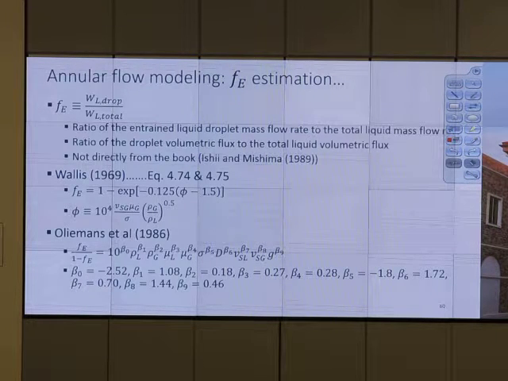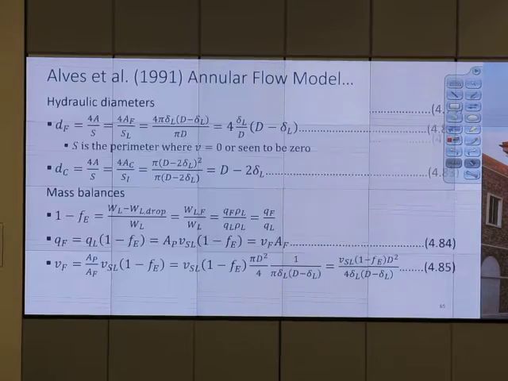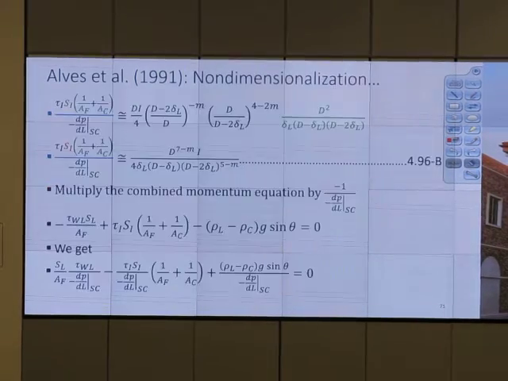Fe is the entrainment fraction: the mass flow rate of the droplets in the middle, relative to the liquid phase, over the total mass flow rate. The mass flow rate that is droplet per total mass flow rate. That's Fe. And that's about it. You use a graph.